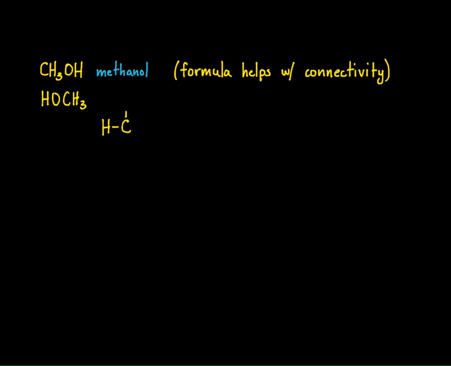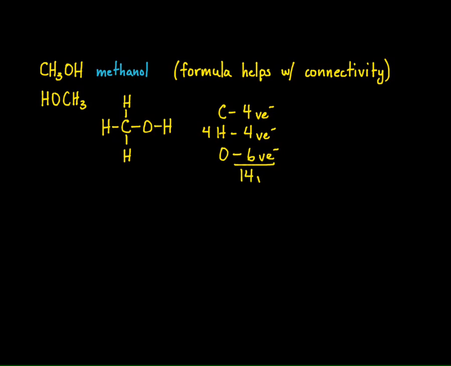So we can draw a Lewis structure showing all the bonds, and this is what the Lewis structure looks like. Now, we have to make sure that we have all of our electrons. So again, we count our valence electrons. Carbon has 4 valence electrons. We have 4 total hydrogens, and so that's 4 valence electrons from that. And then oxygen has 6 valence electrons. We add these up and we get 14 valence electrons. Now, again, we count our bonds. If you count the bonds, 1, 2, 3, 4, 5, you have 5 bonds.